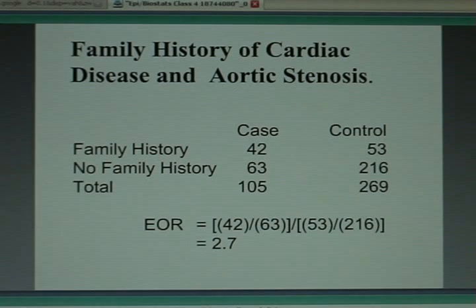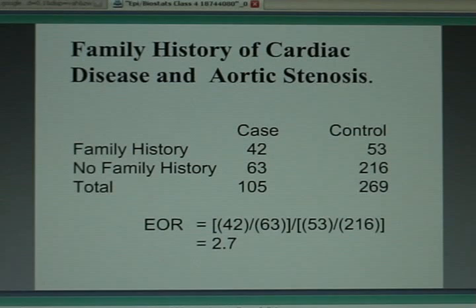stenosis. Maybe the reason we're getting the number 2.7 for the odds ratio is that these controls have measurement error. Maybe some of these 216 people who we classify as not having a family history of heart disease really do. If they did, this 53 would become larger. The odds of exposure among the controls would become larger, and the odds ratio would become smaller. So maybe we have a biased result even when we use control group 3. Bias in terms of information bias.